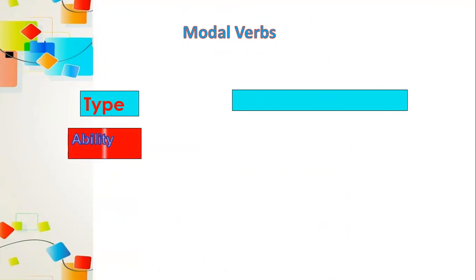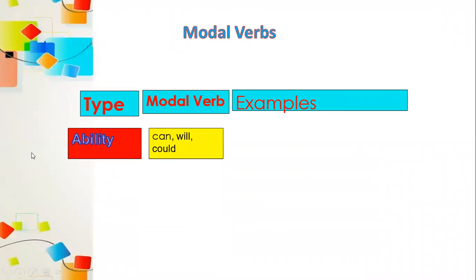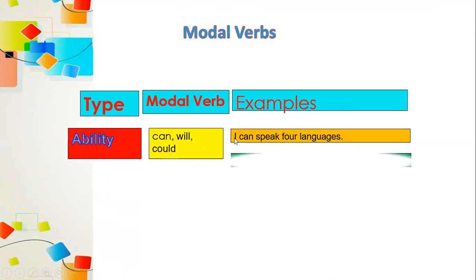Our next type of modal verb is modal verb of ability. Modal verbs of ability show the ability of a person. It shows that the concerned person is able to do the given task. Modal verbs of ability are can, will, and could. Now we use these modal verbs into sentences. I can speak 4 languages. Here the ability of the speaker is expressed. He is able to speak 4 languages.